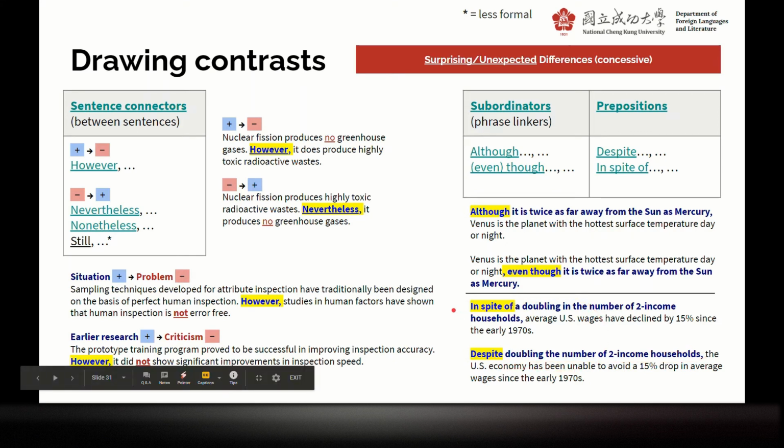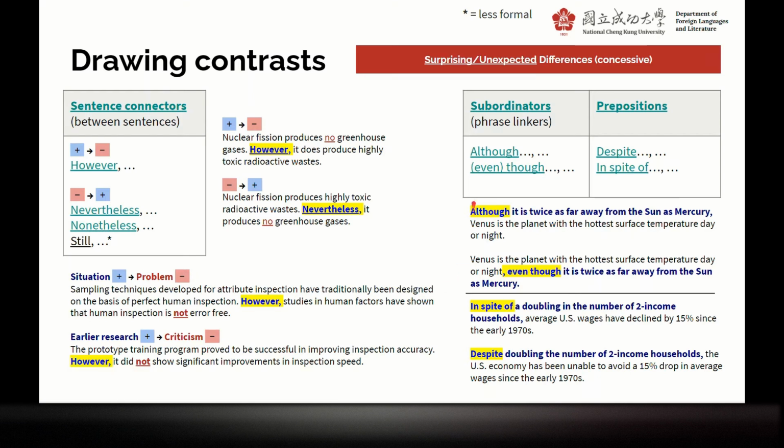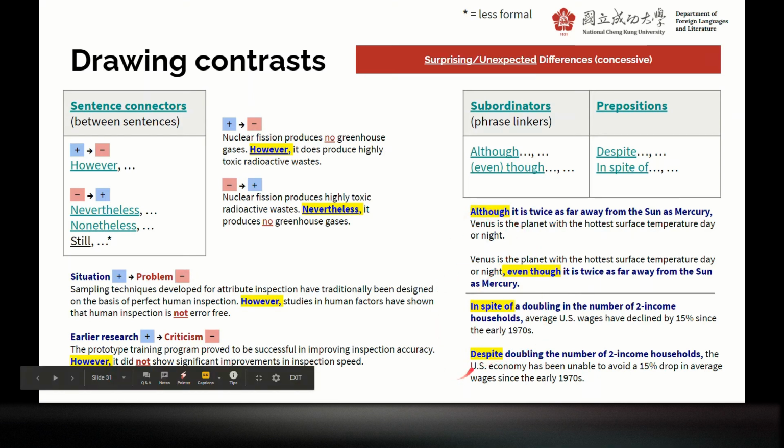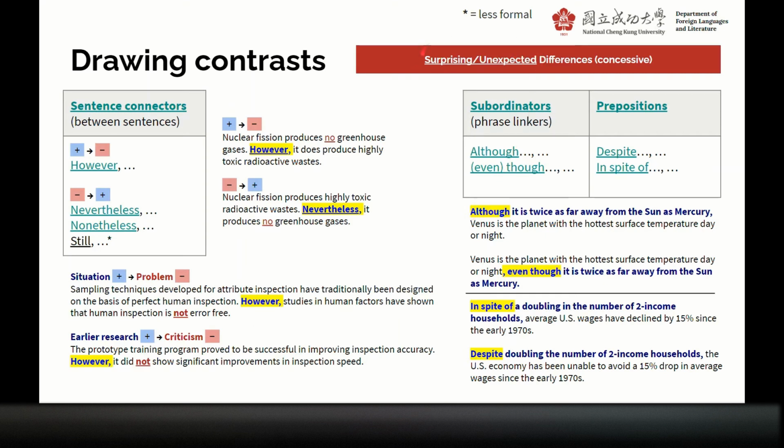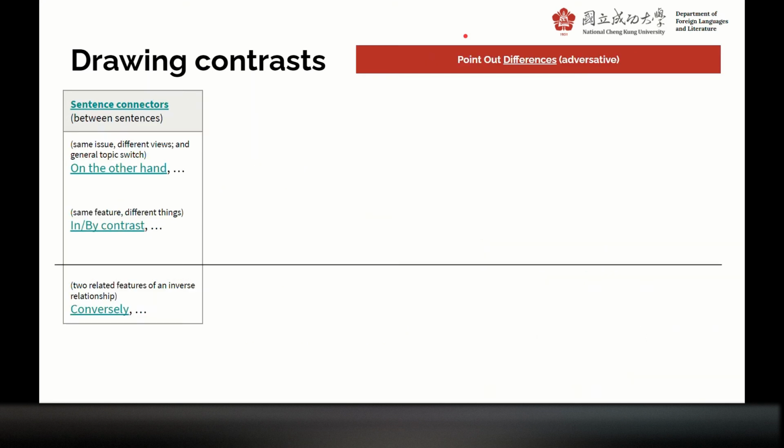So these are very nice ways of keeping all your thoughts together regarding the same topic, but pointing out that there is something surprising or unexpected that's different between the two. If you're just pointing out general differences, you can use these sentence connectors. You've actually probably used on the other hand. I've seen some of it in some of the writing. But there are actually subtle nuances in what these signify.